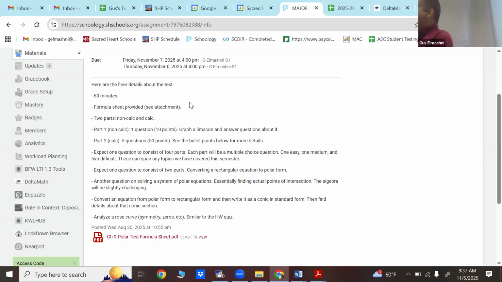But I just feel like you should at least do one of these by hand. And I'm telling you what it is. It's a limacon. So that'll be 10 points. And the rest is calculator. And I'll allow Desmos as well. So you go out of the lockdown browser. That's okay. You could do the lockdown browser for that. Or you could use your graphing calculator.